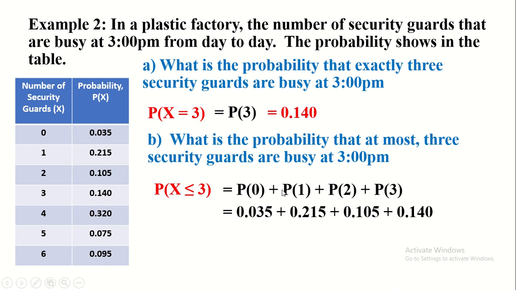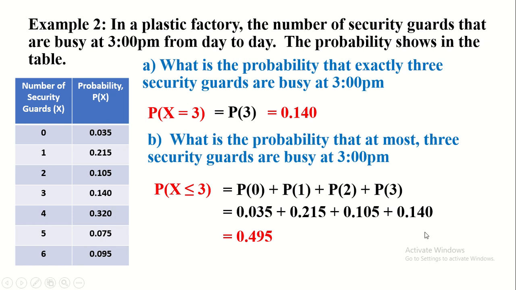So, we have to substitute probability of 0, that is 0.035. Probability of 1, that is 0.215. Probability of 2, that is 0.105. And probability of 3, that is 0.140. After substituting, we have to add. So that is the probability of X that is less than or equal to 3 is equal to 0.495.